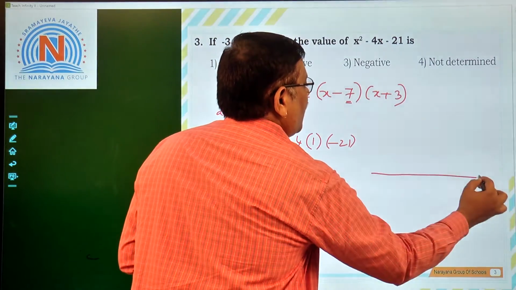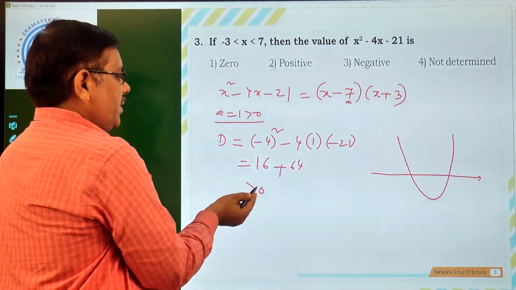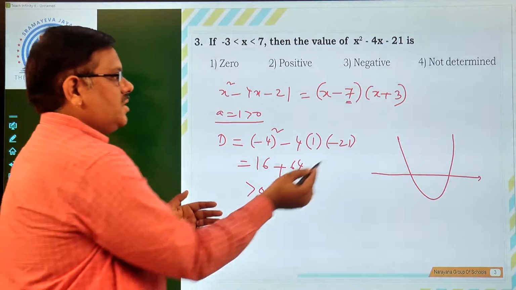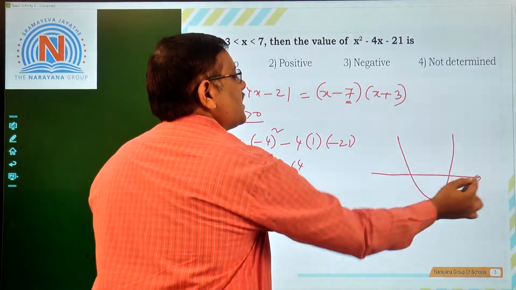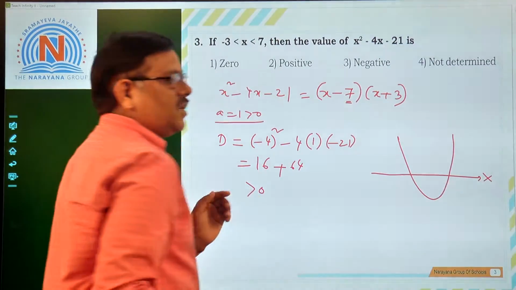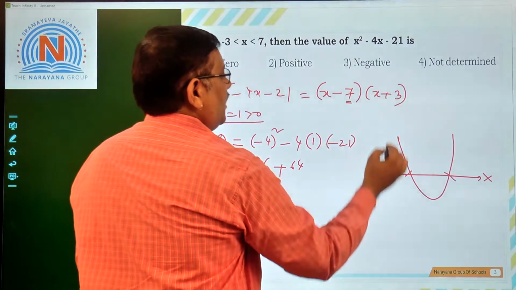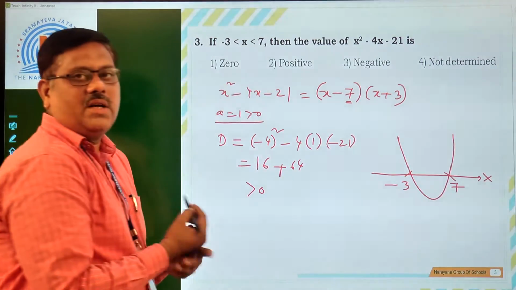So definitely the quadratic curve will be in this way. Why? Because discriminant is more than 0 and a is more than 0. So this is open upwards. As discriminant is more than 0, the curve meets the x-axis at 2 different points, 2 distinct points. One is alpha and the other is beta. They are the zeros of the expression. In this case, the zeros are minus 3 and plus 7.